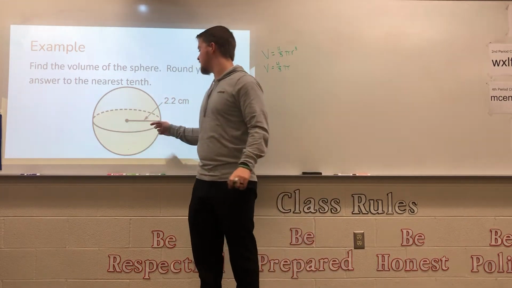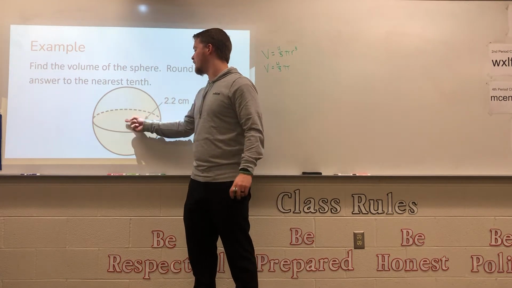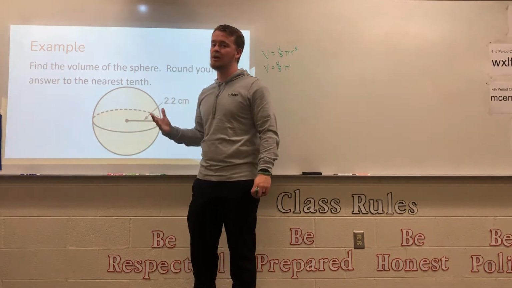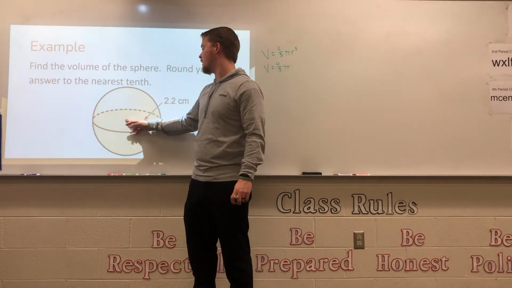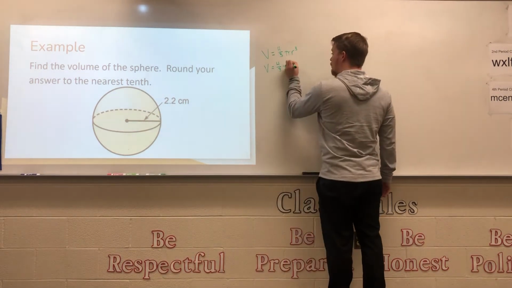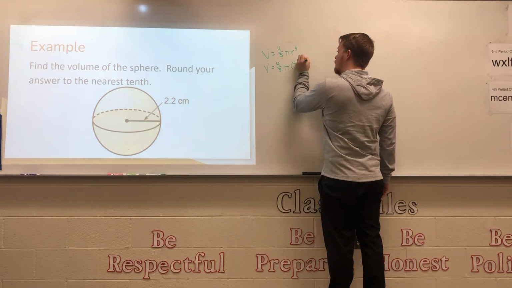And here we see that our radius is 2.2 because it's halfway from the middle to the edge. If this was all the way across, that would be considered your diameter and you would have to cut it in half. But here they only give us halfway, so that is our radius. So that is what we'll plug in for r. So it's 2.2 to the third power.